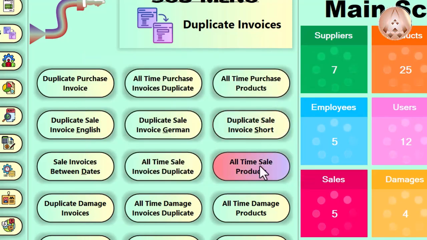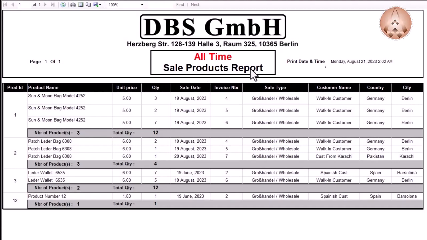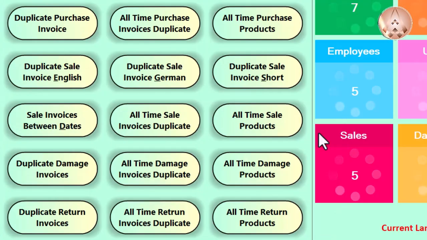The next is all time sale products, like the sale and purchase products. This is sale products. All time sale products report grouped by product ID. ID number 1 is here, 2 is here, 3, and similarly 12. So this is all about purchase and sale. Similarly, damage and return have no difference, almost the same as purchase and sale.